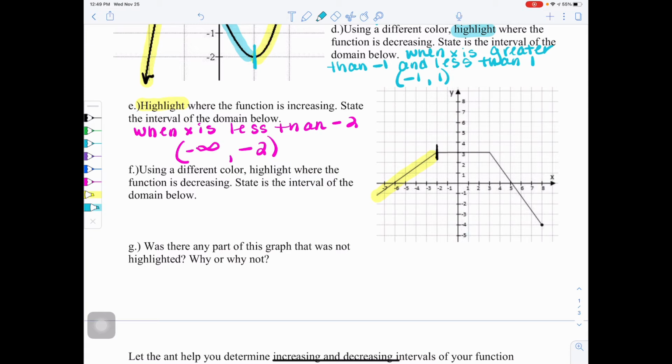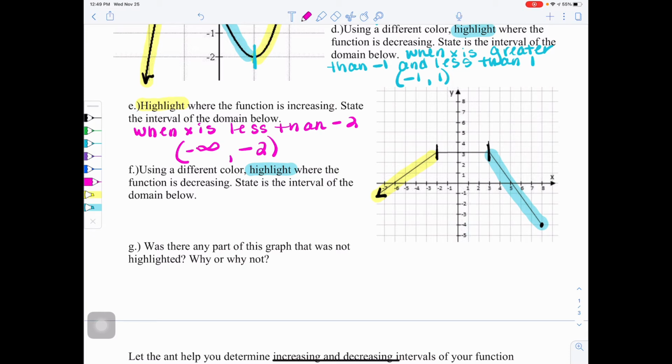In part F, using a different color, we'll highlight where the function is decreasing. So remember, negative slope going downhill, which is this section of the graph. Now, I do want to add a couple things. There should be an arrow coming off of the yellow section. That's why we were going towards negative infinity. But this time, you see that there's a dot right here at the end of that section. So that is going to change things a little bit for us when we go to list this part. Here, our cutoff is, we're looking at 3 and on.